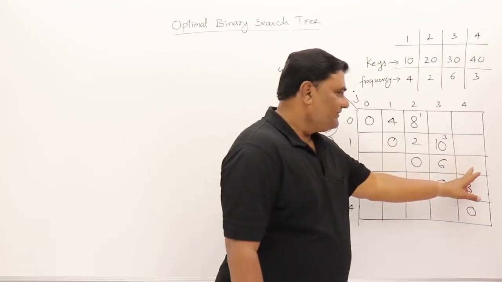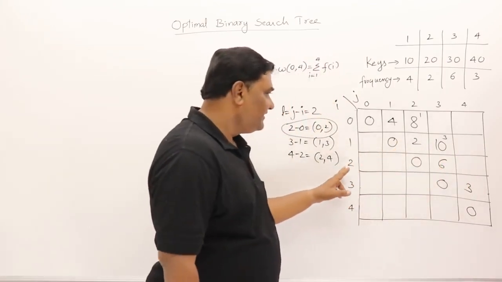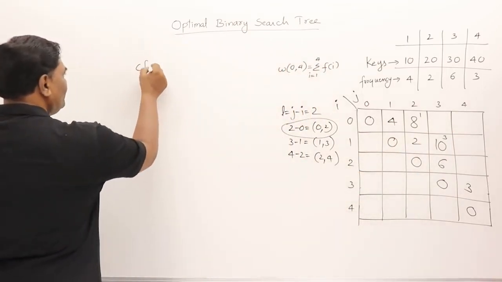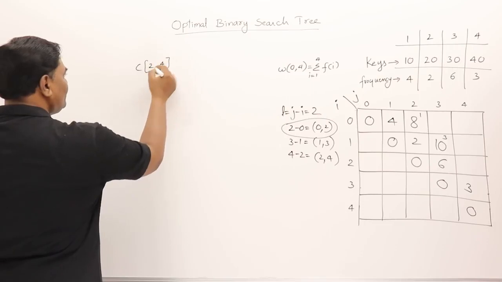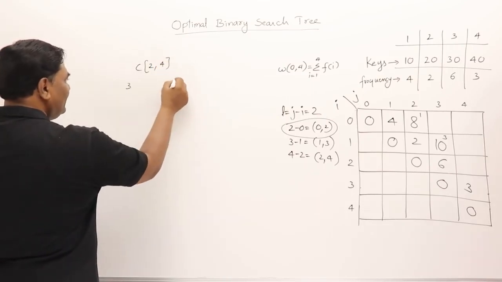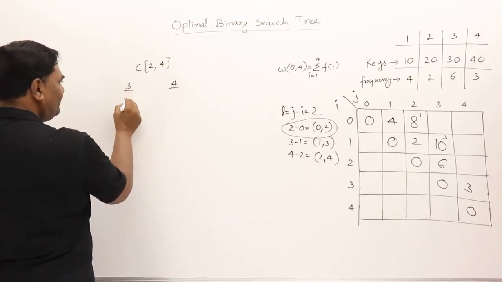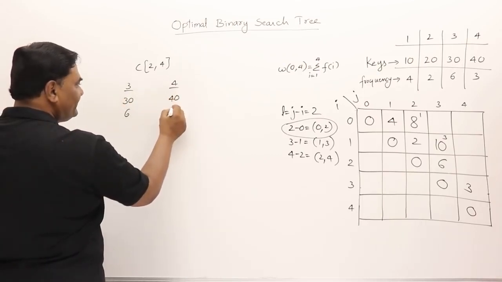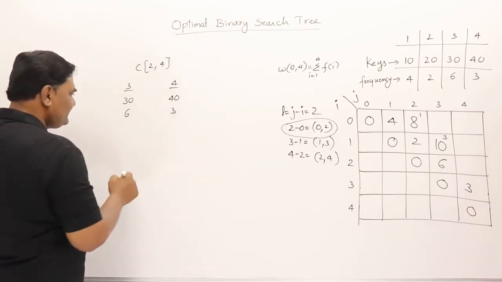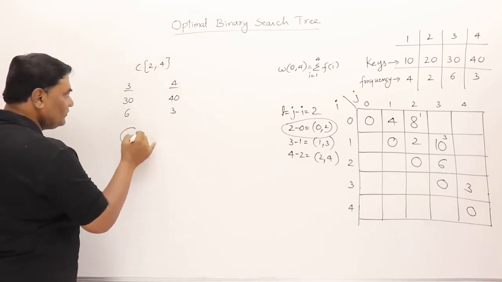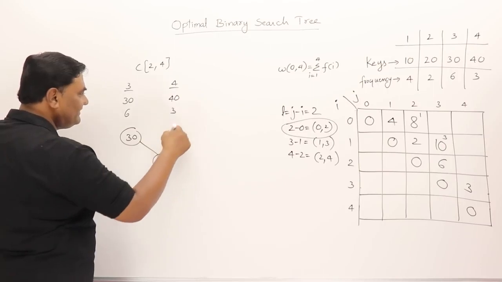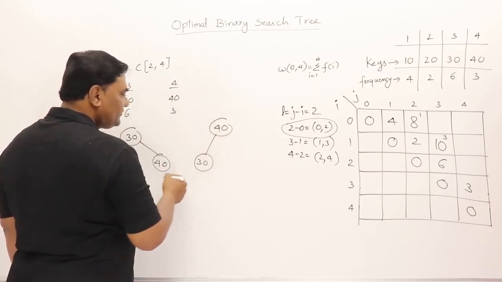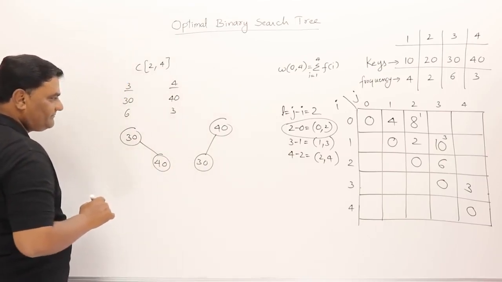Now the next key is this one. This is 2 comma 4. So C of 2 comma 4. So ignore 2. We'll be taking the third key and fourth key. So the third key is how much? 30 and its frequency is 6. The fourth key is 40 and its frequency is 3. Now what are the trees possible? If I make 30 as a root, then 40 will be on the right hand side, or else 40 as a root, then 30 will be on the left hand side. So two different trees are possible out of this, right?